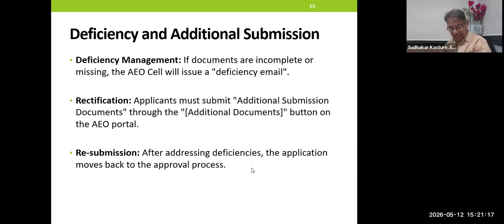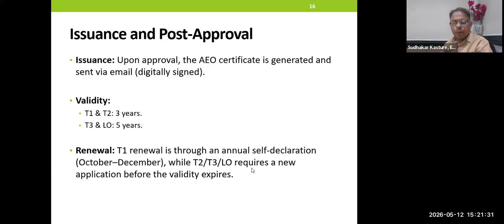तो जब deficiency mail issue होती है, तो the process of completing is stopped, and the moment you submit the application, it moves back to the approval process. Upon approval, the AEO certificate is generated and sent via email, digitally signed. Validity T1 and T2 3 years, T3 and logistic operators 5 years. Renewal is through an annual self-declaration for T1, and T2, T3 or LO requires a new application before the validity expires.